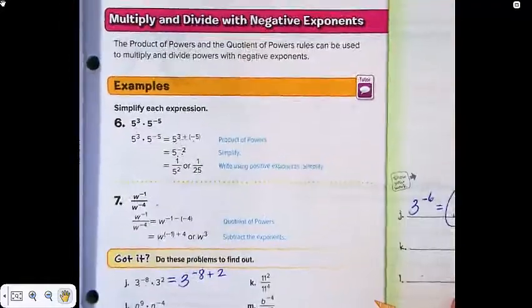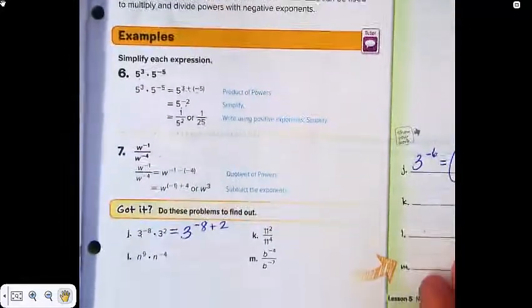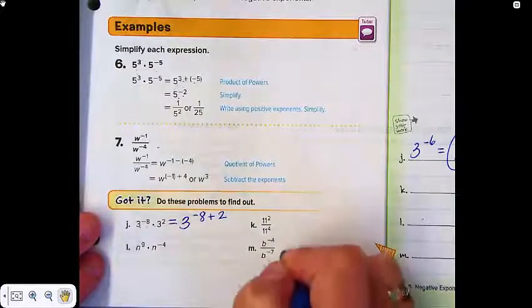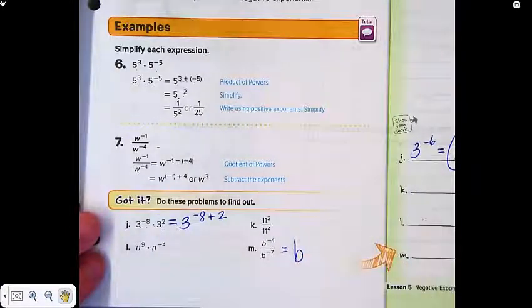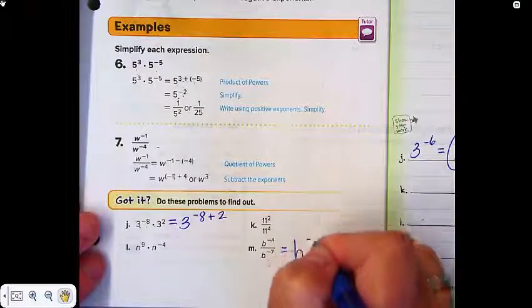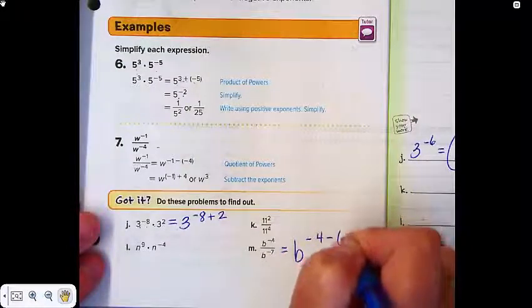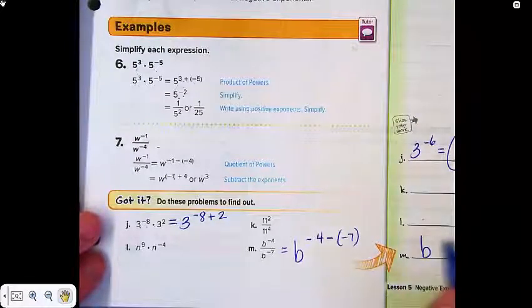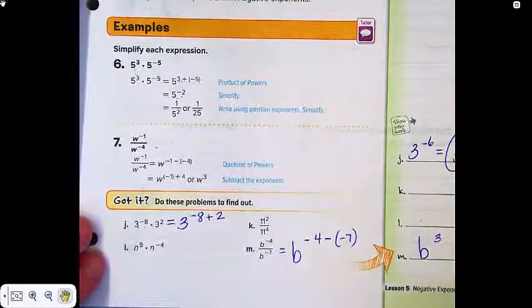Let's look at M. M is a division problem, so I'm going to subtract exponents, so I have a like base of B. I have a negative 4 minus a negative 7. 2 negatives together make a positive, so I have a negative 4 plus 7. Negative 4 plus 7 is a B to the 3rd, and that's my final answer.